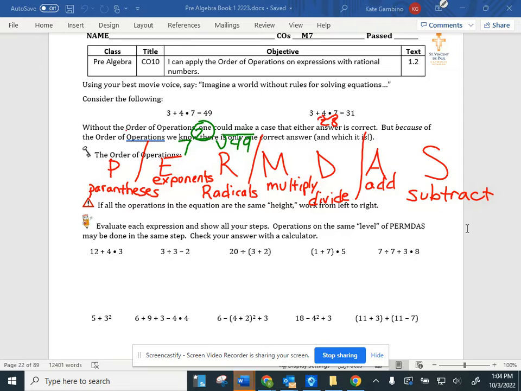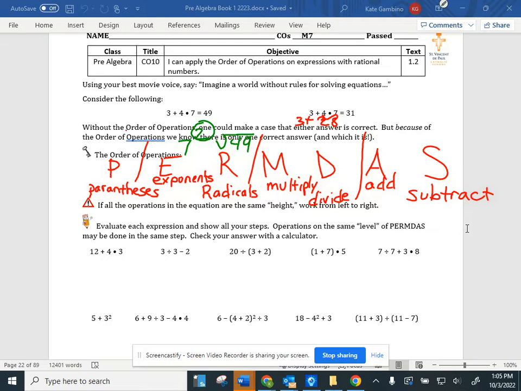4 times 7 is 28. Then we add our 3. So it'd be 3 plus 28. And that is why it can only be 31 for the correct answer. Because we have to multiply. That's a level up from adding or subtracting. You have to multiply before you can add.